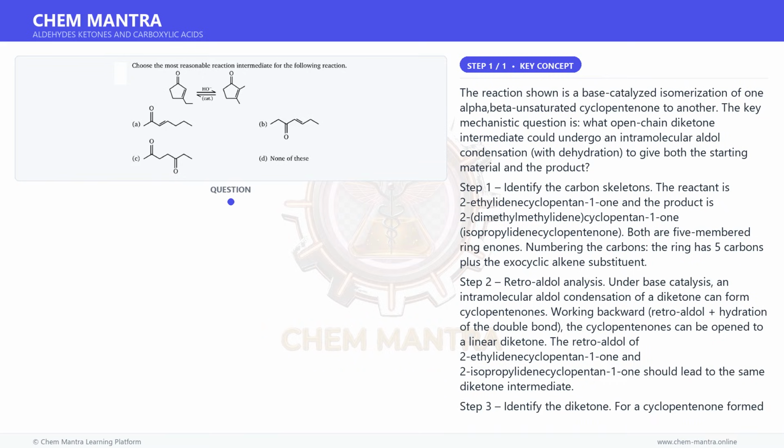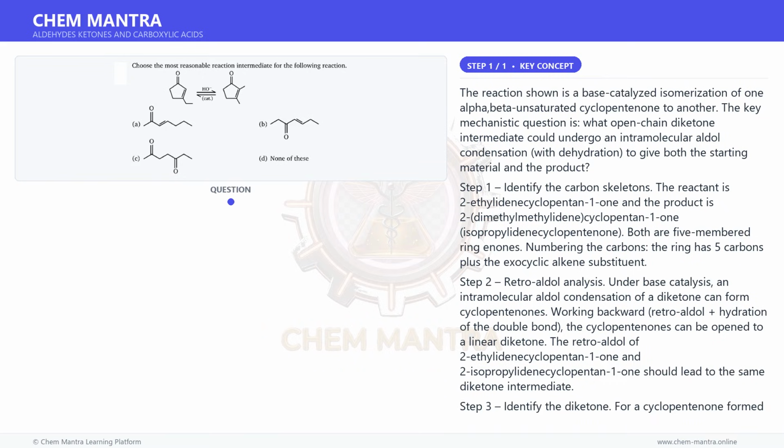Depending on which alpha carbon is deprotonated, one gets either the ethylidene product or the isopropylidene product. This accounts for the equilibrium between the two cyclopentanones. Step 4. Confirm option C. Option C is drawn as a diketone.